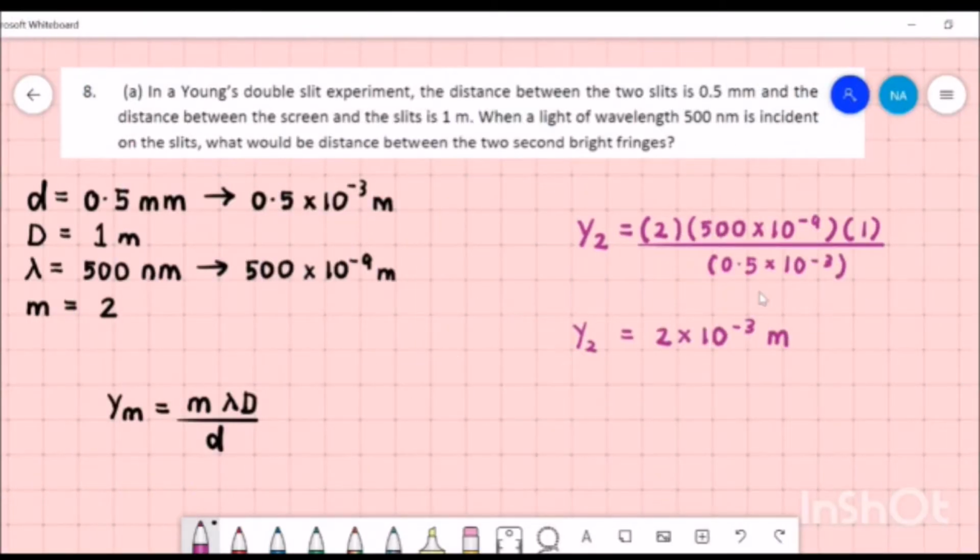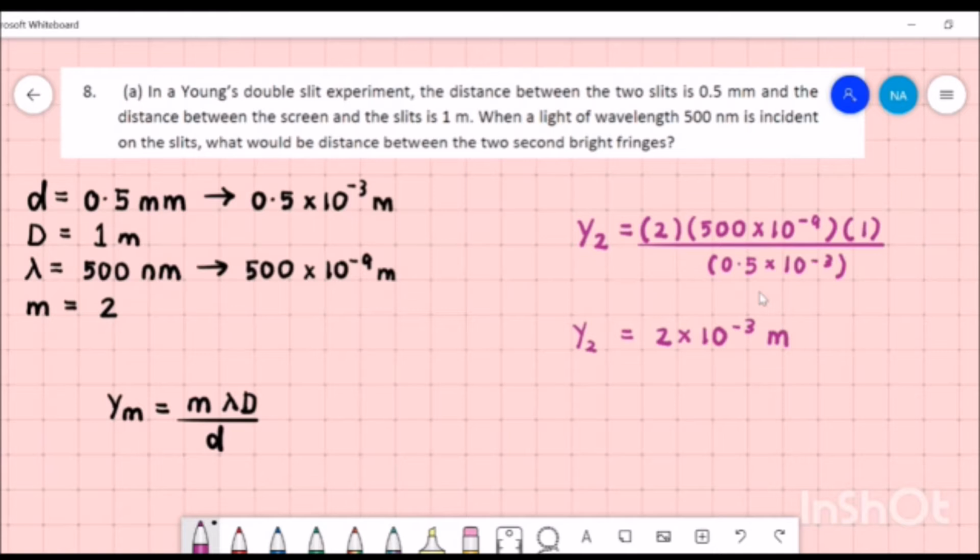For question 8a, in a Young's double slit experiment, the distance between the two slits is 0.5 mm and the distance between the screen and the slits is 1 meter. When a light of wavelength 500 nanometers is incident on the slits, what would be the distance between the two second bright fringes? Based on the question, we know that the small letter d is 0.5 millimeter. When we convert into meters, it becomes 0.5 times 10 to the power of negative 3. The capital letter D is 1 meter.